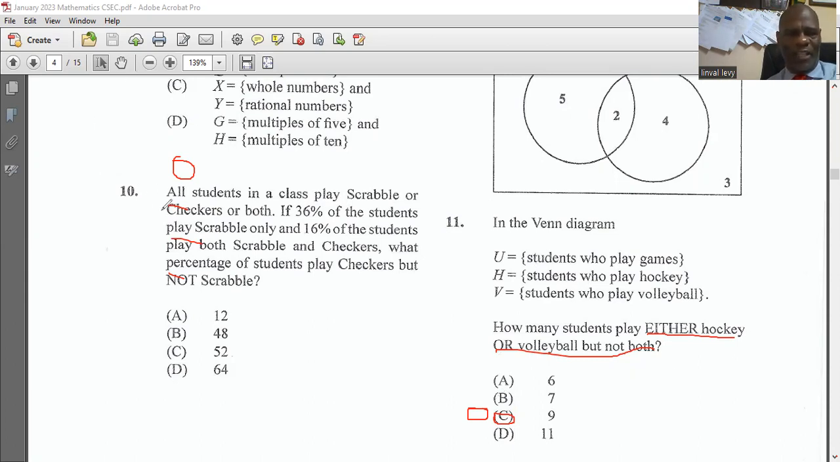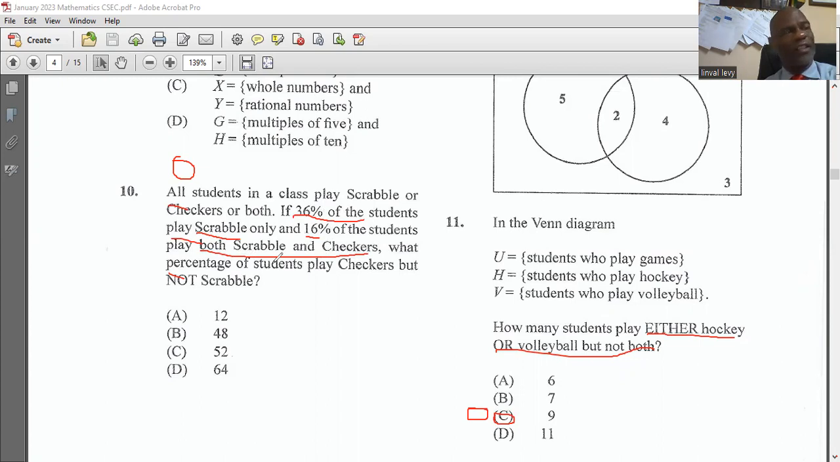Good? Now let's go over to number 10. All students in a class play Scrabble or checkers or both. If 36% of the students play Scrabble only, and 16% of the students play both Scrabble and checkers. So 36% play Scrabble only, 16% play both Scrabble and checkers. What percentage of students play checkers but not Scrabble?